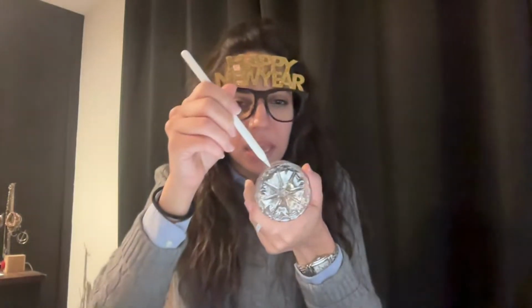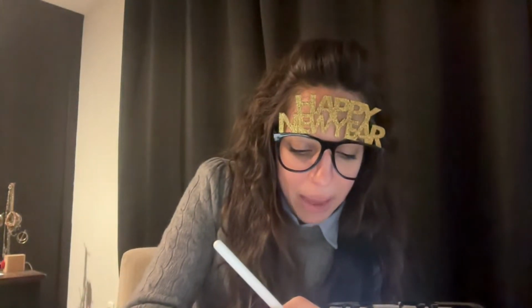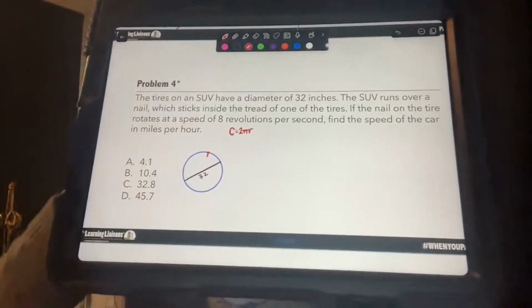So I need to figure out what the distance is around this tire, because the distance around the tire is going to be 1 full revolution, right? What's the distance around a tire? It's not perimeter. What is it? Circumference. So circumference equals 2 pi r, where r is the radius.